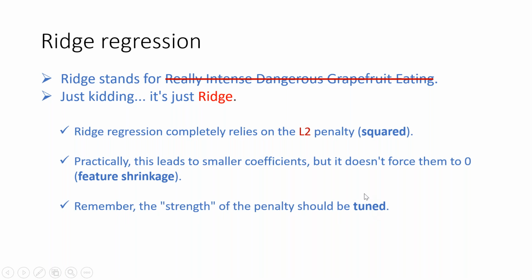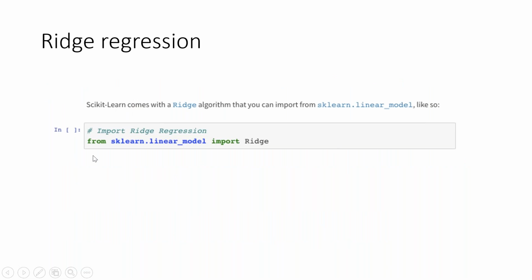Remember, the strength of the penalty should be tuned. The lambda can be tuned. A stronger penalty leads to coefficients pushed closer to zero, not zero, but closer to zero. And this algorithm is available again in sklearn.linear_model. Import Ridge, then you will get this algorithm and you can play with it. And again, you have to tune this lambda. Whenever you call it, you have to call it with a particular lambda, or actually in the algorithm they don't call it lambda, they call it alpha. We'll come to that.